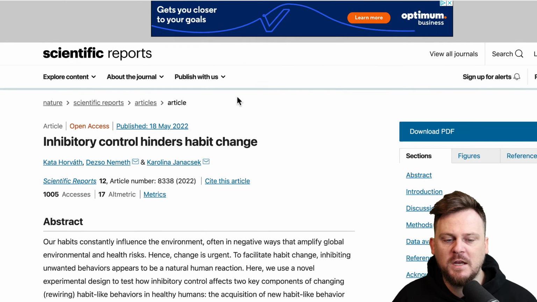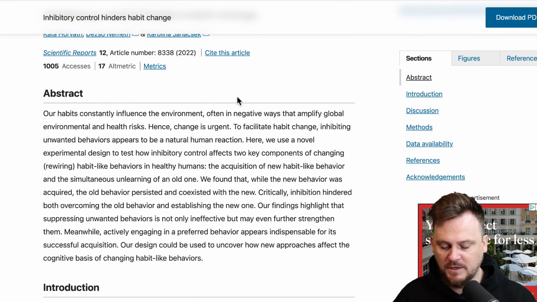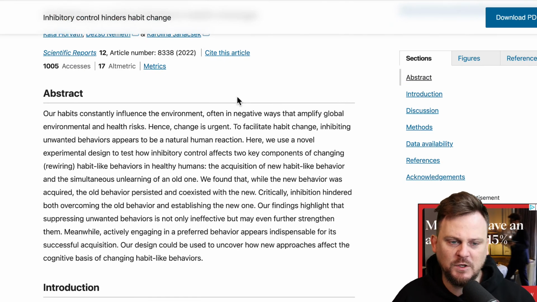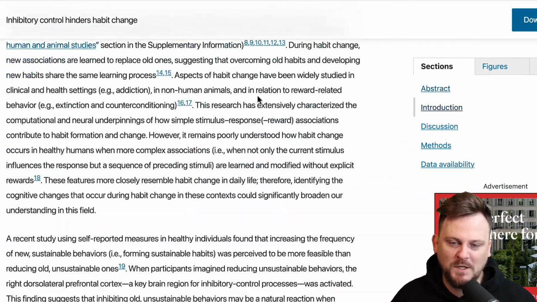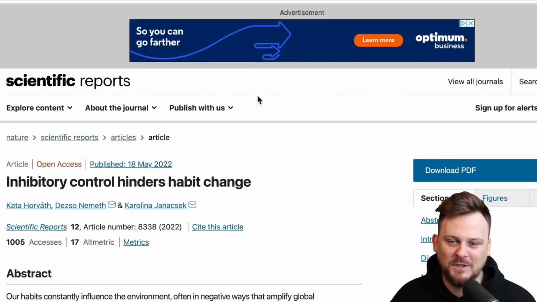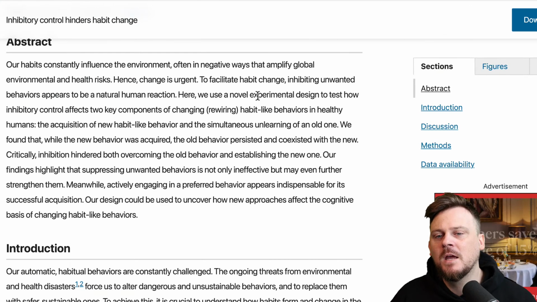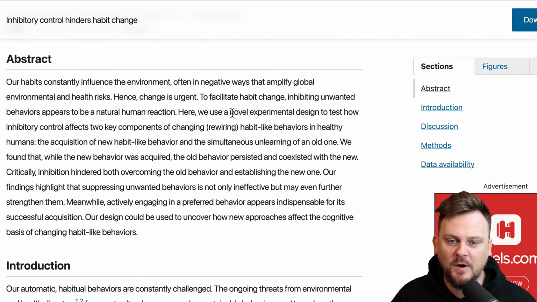So I'll just read you the abstract here, and I do think the findings are quite interesting. And again, this is just one study. You know how these things are. You can find a study to support pretty much anything these days, which is just the state of science and research. But it is interesting. Our habits constantly influence the environment, often in negative ways that amplify global environmental and health risks. Hence, change is urgent. There's some assumptions built into that, but fair enough.